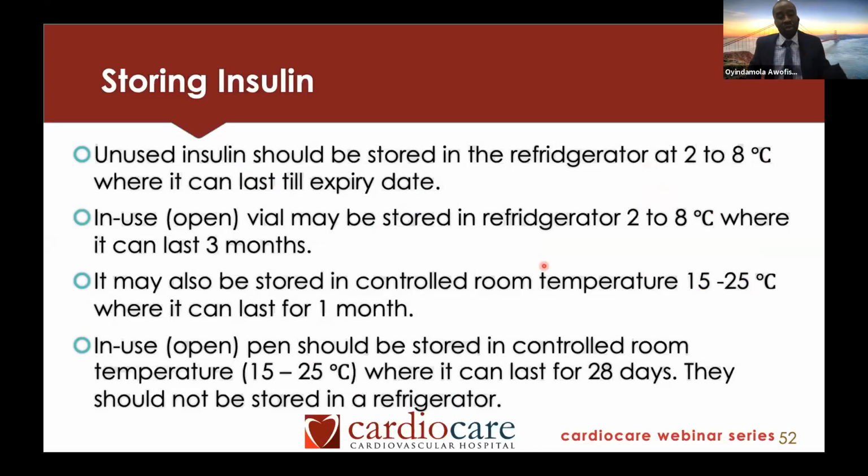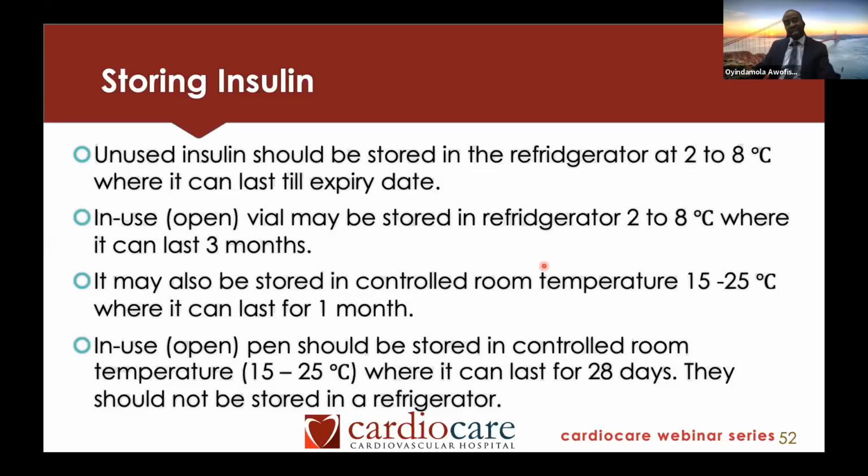Okay, insulin that we have started to use, that insulin is open or it has been punctured. For a vial, you know that insulin comes in vials and as cartridges. The cartridges are for the pen devices. The vials, the big vials, they are for the needle and syringe devices. So when I say vial now, I'm referring to the ones that are for the needle and syringes. Those ones can be stored in the refrigerator at 2 to 8 degrees Celsius, where it can last up to 3 months actually for the vials.